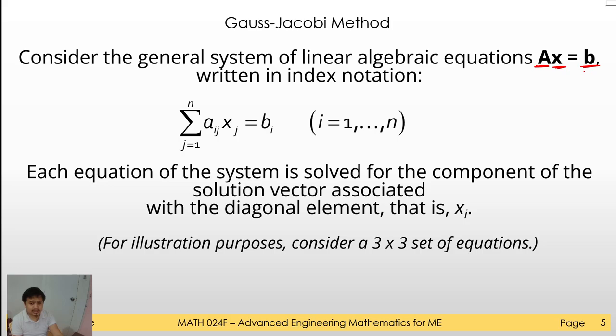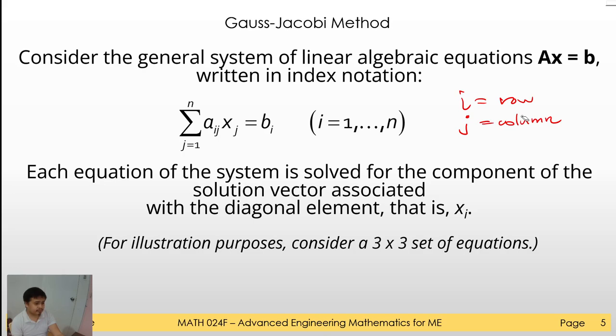So how do we determine the solution using the Jacobi method? Take note of this notation for the coefficient matrix. I basically means the row, J is the column. Comparing this to the other notation that we use, where we have I as our current row and J as our reference row, for now, I means the row, J means the column.